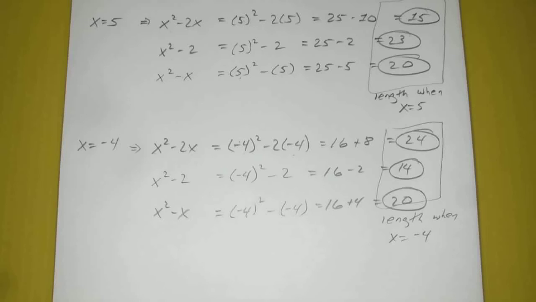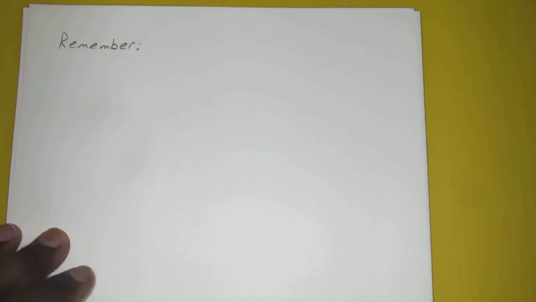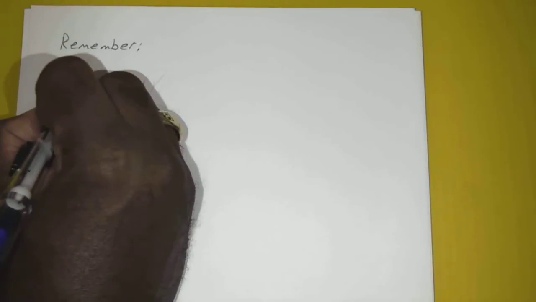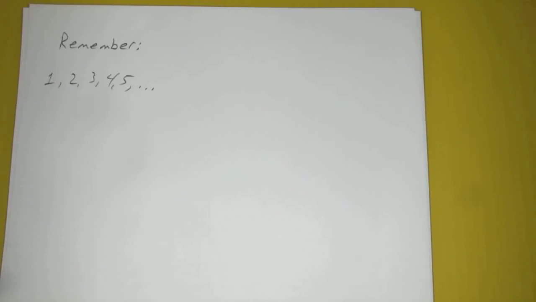All right, leave it up for a few more seconds. Okay, and just before I do the last example, just do a quick refresher. Okay, so let's say if you have 1, 2, 3, 4, 5, just consecutive numbers, consecutive integers rather.